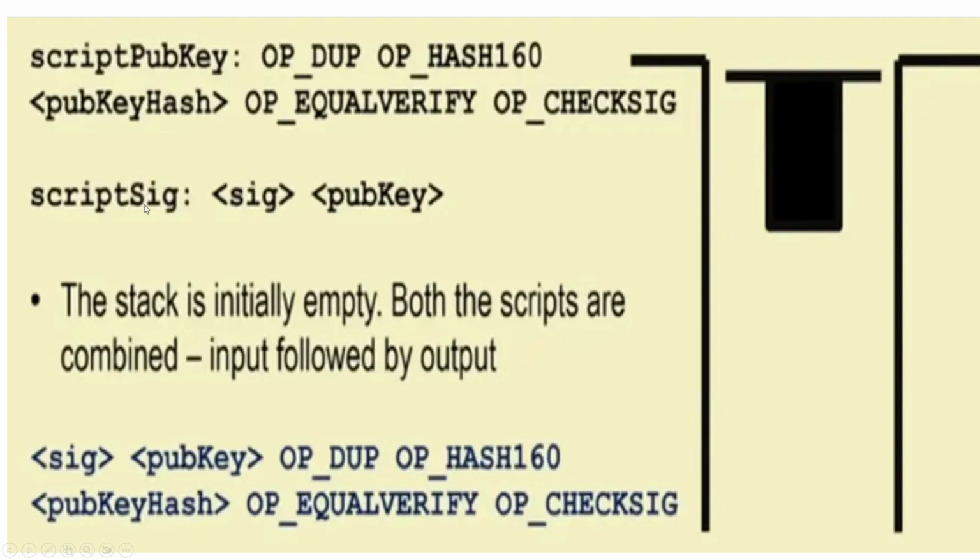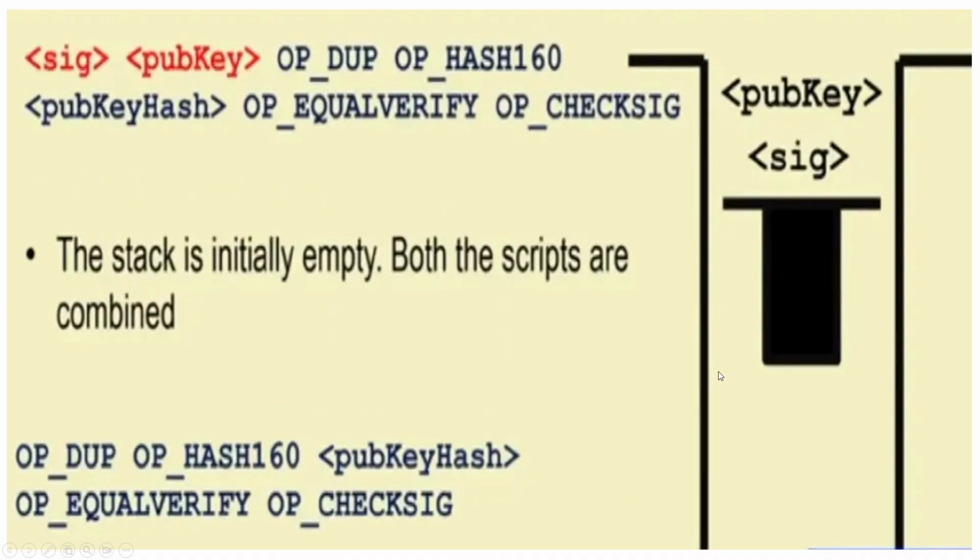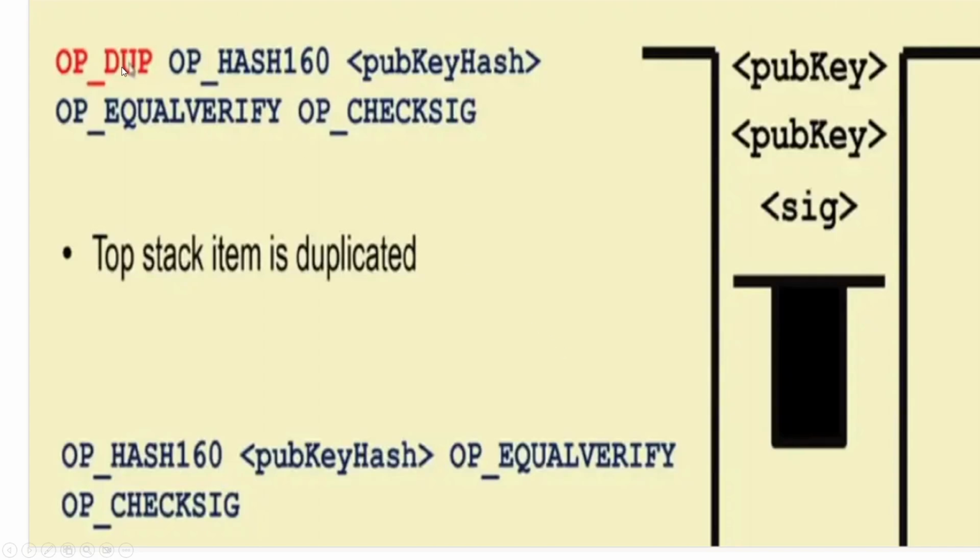The second element is the script signature. It has two values: one is the signature, the other is the public key. Basically, the stack is initially empty and both scripts are combined, the input followed by the output. So the signature goes inside the stack, then comes the public key, which also goes inside. Next comes OP_DUP. What does OP_DUP mean? It creates a duplicate of the topmost item in the stack. The topmost item is the public key, so I will get another public key. Yes, done.